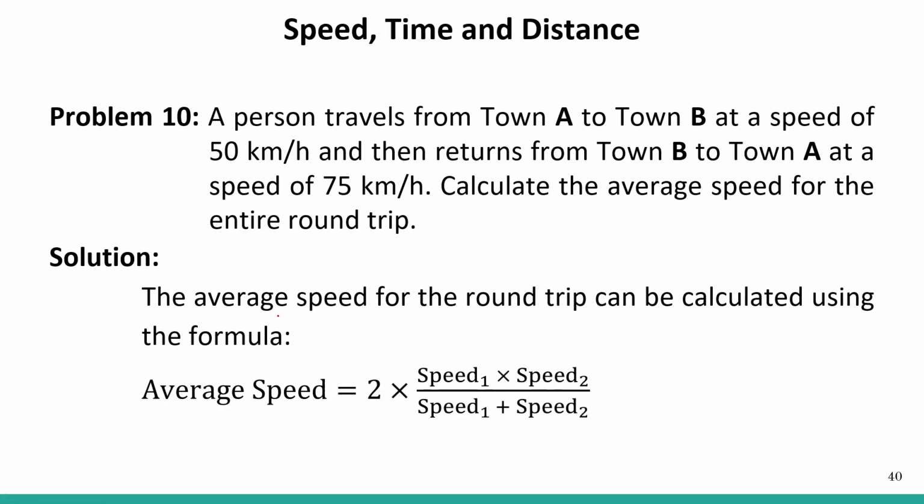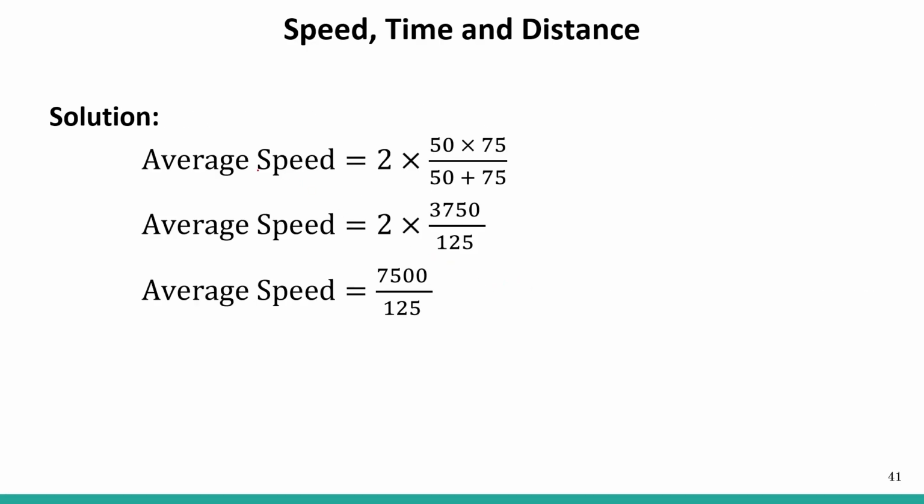So to calculate the average speed for the entire round trip, we can use the formula, that is average speed is equal to 2 into speed 1 into speed 2, whole by speed 1 plus speed 2. So average speed will be what? 2 into 50 into 75 whole by 50 plus 75. It will be 7500 by 125.